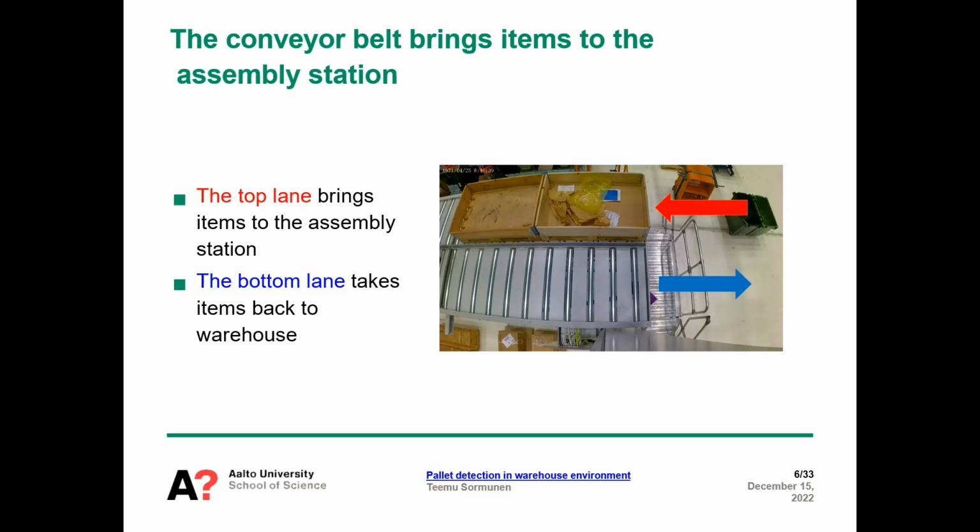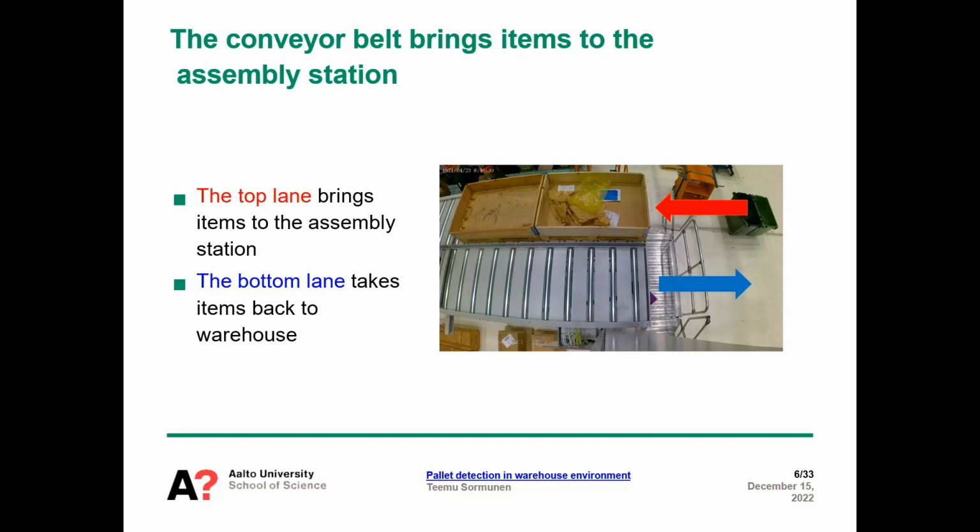In the image, you can see conveyor belt that is attached to assembly station. The assembly station is used for assembling motors, and the conveyor belt is used for bringing parts and tools that are used for assembling the motor. The upper line that is shown with the red arrow is used for bringing the tools and these parts to the assembly station. After the tools and parts are used, the pallet is moved to a lower lane, from where the pallet is taken back to the warehouse.